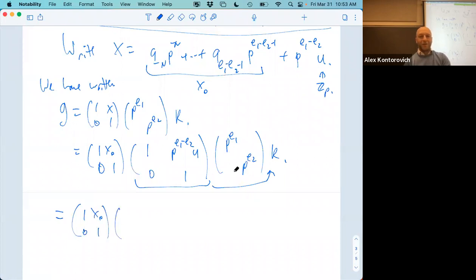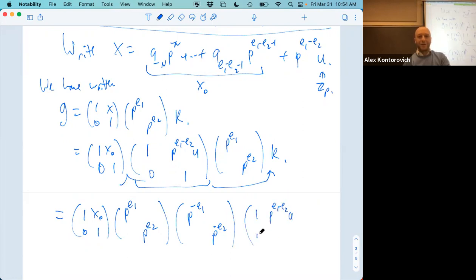I want to put the p to the e1, p to the e2 next to the x0. But I can't just do that. I have to pretend it wasn't there to begin with, because it wasn't there to begin with. In other words, I'm inserting the identity here. And then I have 1 p to the e1 minus e2 u, 1, 0, and then p to the e1, p to the e2, k.